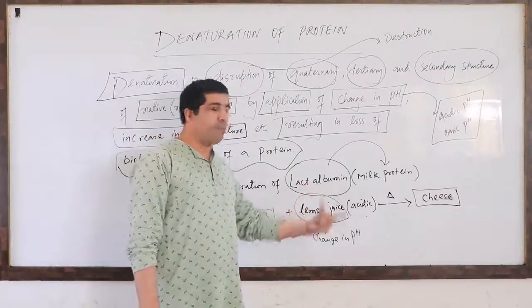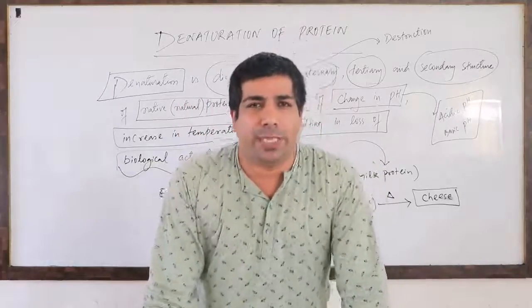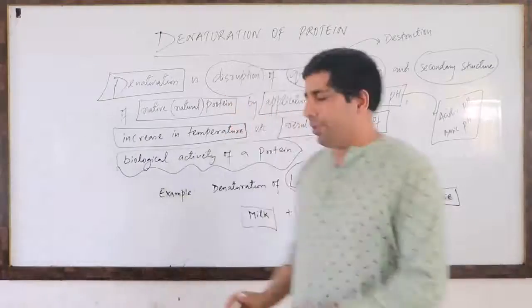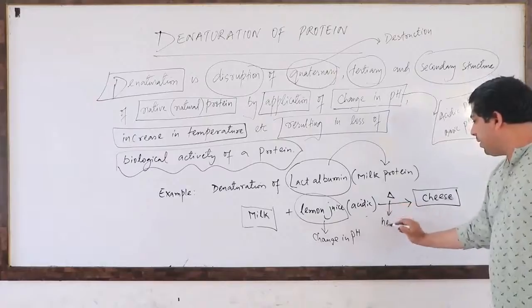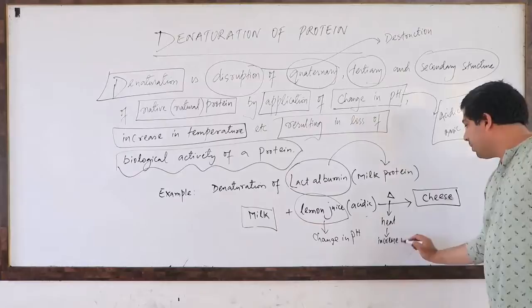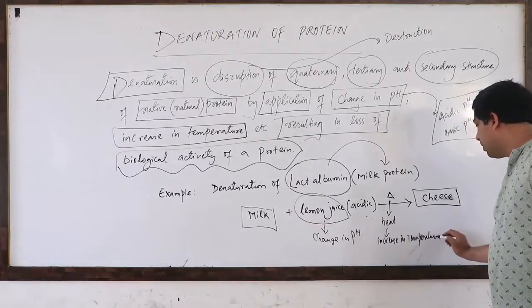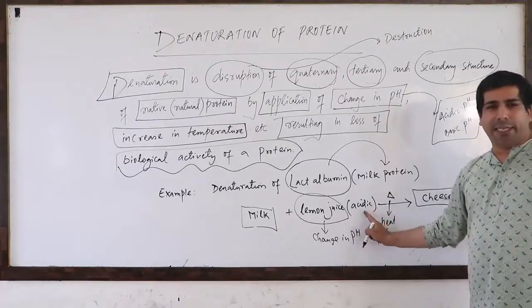So the lactalbumin protein which was present in the milk was denatured by two things. First is change in pH, and second is heat. Heat basically means increase in temperature. Two things you are doing, my dear friends. You are adding the lemon juice, that means you are increasing the acidic character.